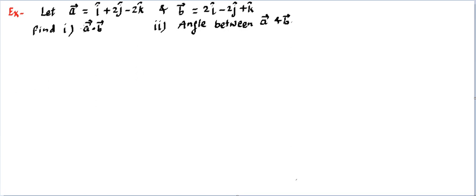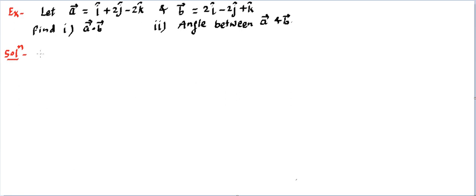Let's consider an example based on this learning of the dot product of two vectors. This example says let vector A be i cap plus 2j cap minus 2k cap. B vector is given as 2i cap minus 2j cap plus k cap. We need to find two subparts. One part is A dot B. We need to find the value of A dot B, and the second part is the angle between vector A and vector B. You can pause and solve on your own, otherwise you can watch over here.